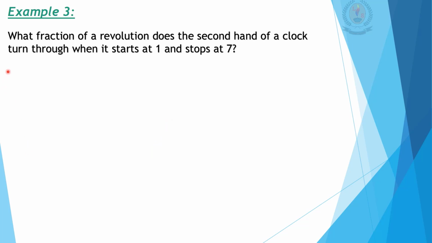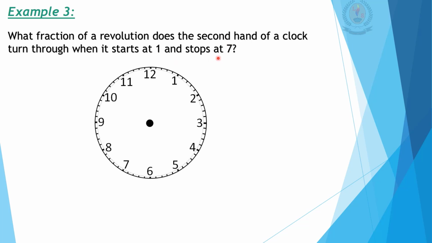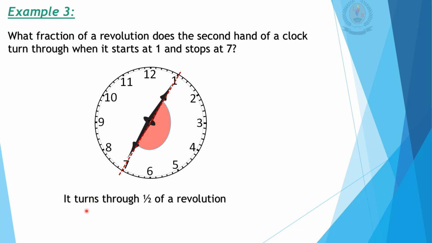Let's go to another example. What fraction of a revolution does the second hand of a clock turn through when it starts at 1 and stops at 7? Here even we can get the clock face and show how the second hand has turned from 1 to 7. If we see the turn of the second hand, it's like a half. So children, the second hand turns through half of a revolution.